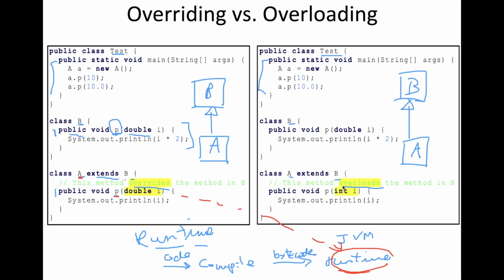Let's look at this method overload. In comparison, we have the same console application. We have the same inheritance structure where A extends B. However, we have a different method in class A. Method overloading refers to defining multiple methods in the same class with the same name, but different parameter lists, namely the number of parameters, the type of parameters, and the order of parameters.